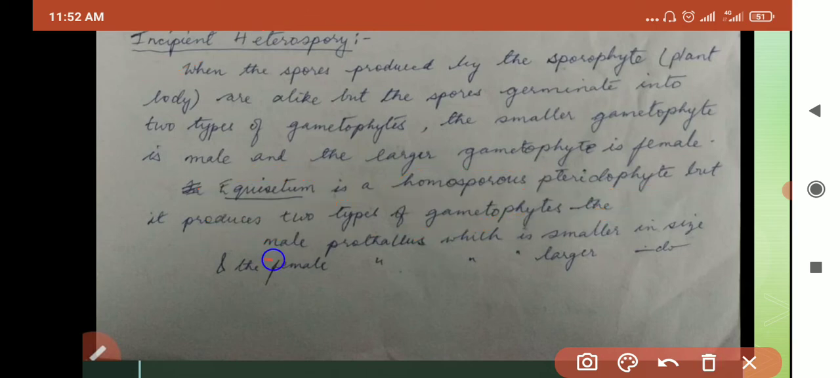Then in Equisetum, you'll see the male prothallus. I told you, thallus means a body. You don't know if it is a root, a shoot, a stem. Is it a hand? Is it a leg? Is it a neck? No. Thallus is when we cannot make out, it's just a mass of plant cells. So the male prothallus, which is the plant body, will be smaller in size, and the female prothallus will be larger in size. So I think it's clear, no girls, incipient heterospory.